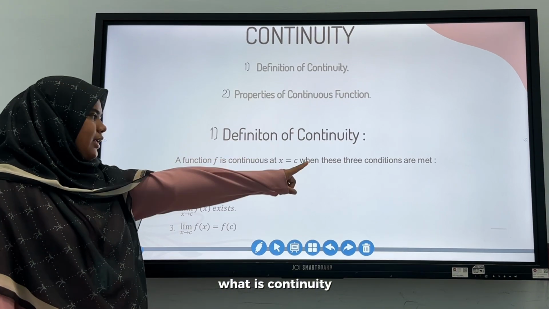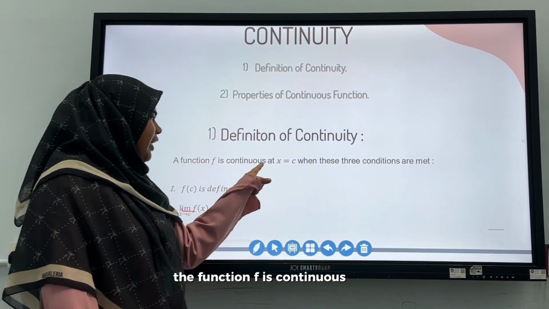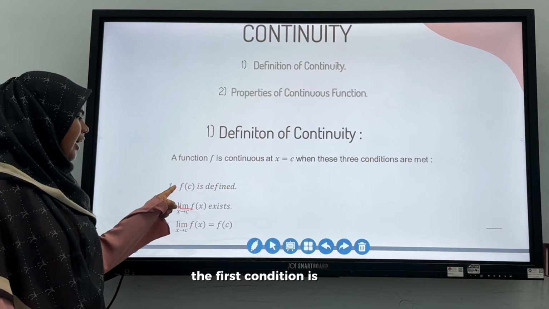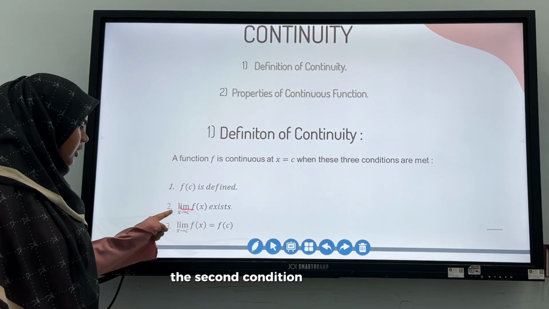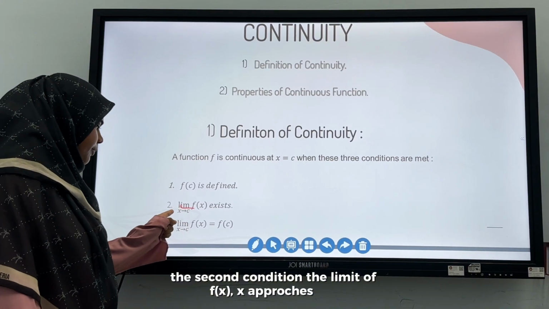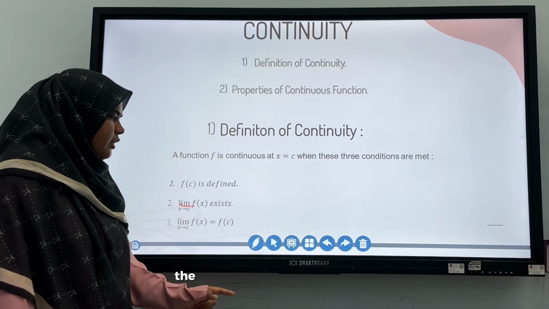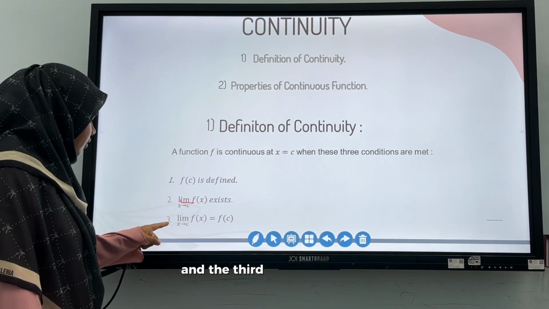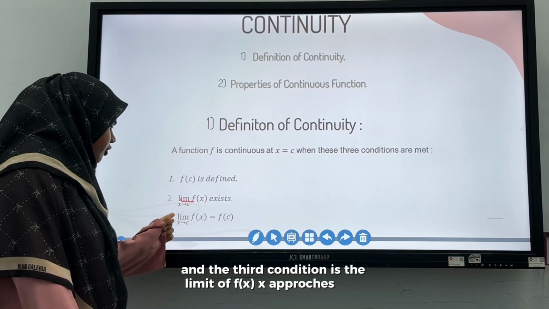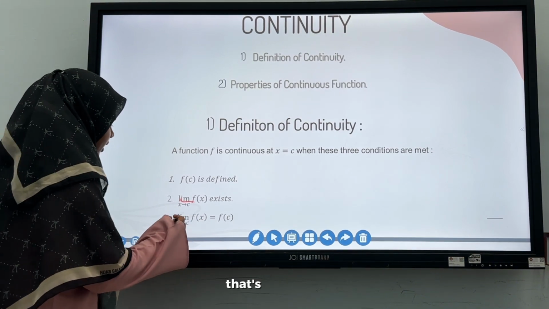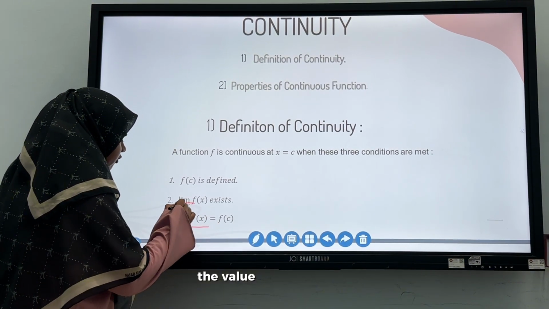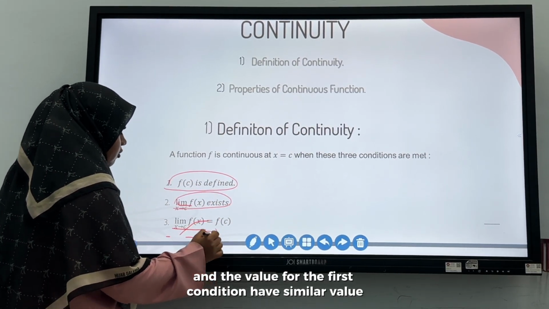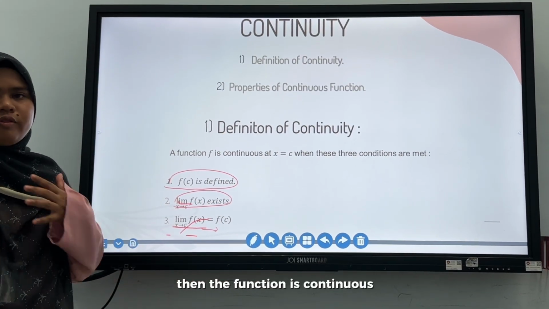What is continuity? A function f is continuous at x equals c when these three conditions are met. The first condition is f(c) is defined. The second condition, the limit of f(x) as x approaches c exists. That means the left limit and the right limit have the same value. The third condition is the limit of f(x) as x approaches c equals f(c). That means the value from the second condition and the value from the first condition are the same. Then the function is continuous.